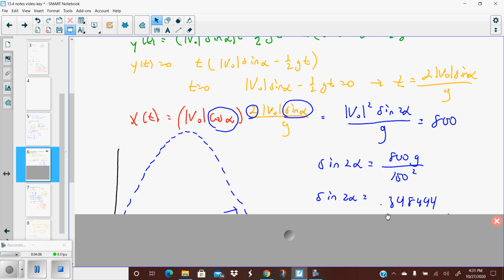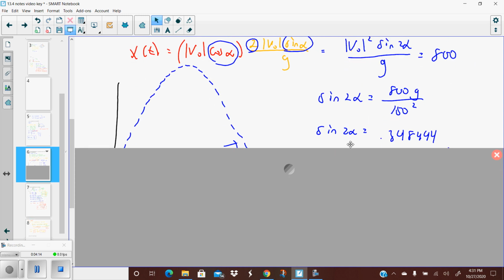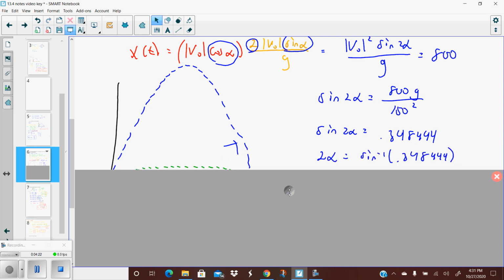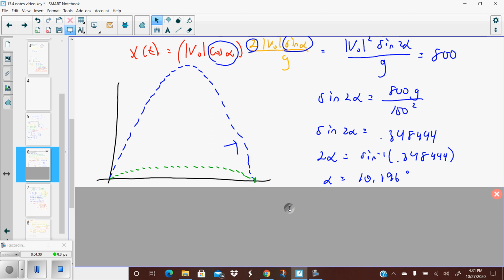So the 2 alpha has to equal the inverse sine of this, and put it in degrees because we're going to do this in degrees, not in radians. So we'll take the inverse sine of this number right here, this 0.348444, and set that equal to 2 alpha. And when we get an actual value out of this, whatever this gives us in the calculator, we'll divide that by 2 to find the actual alpha, which works out to be 10.196 degrees. That is this lower one right here. It's a relatively small angle, so it's a pretty low angle. This thing is going to come out here and be able to hit a target 800 meters away.